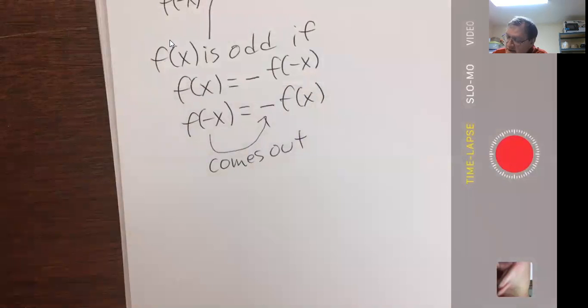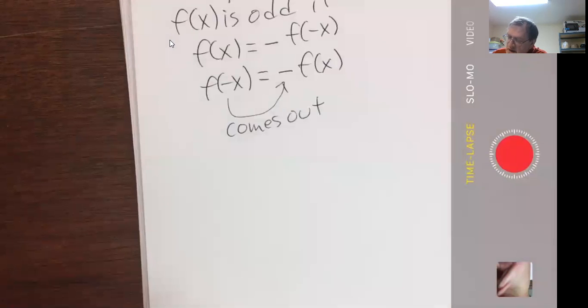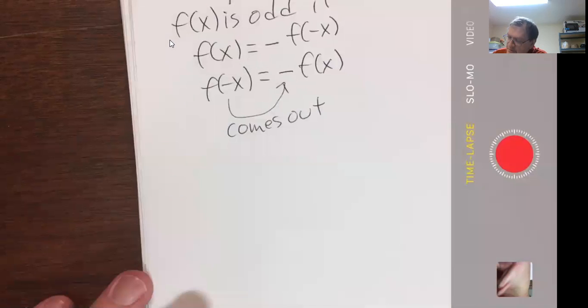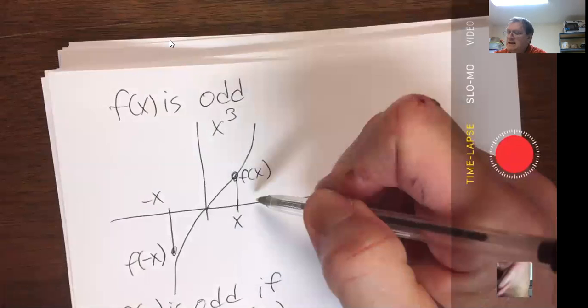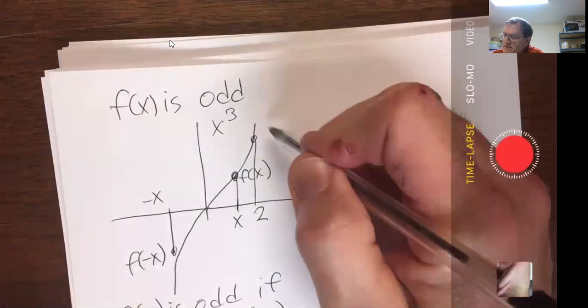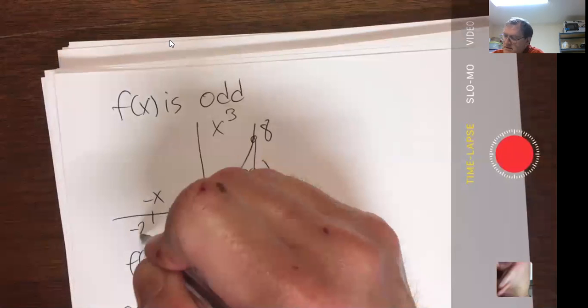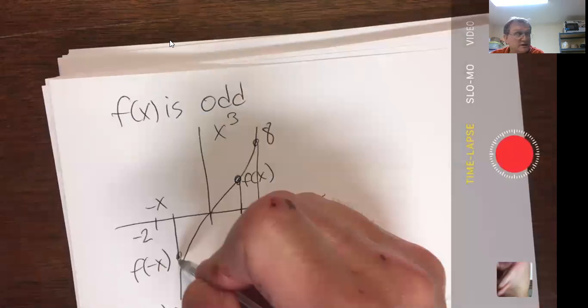And I switch sign on the input, and I get out negative 8. And so I get the identical number, but the sign is switched.